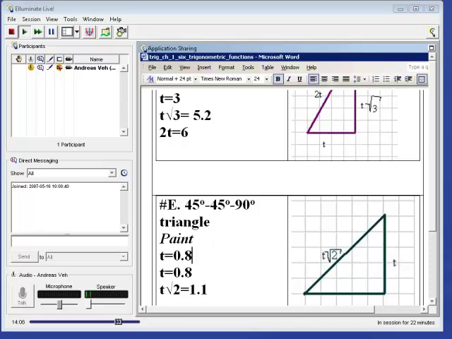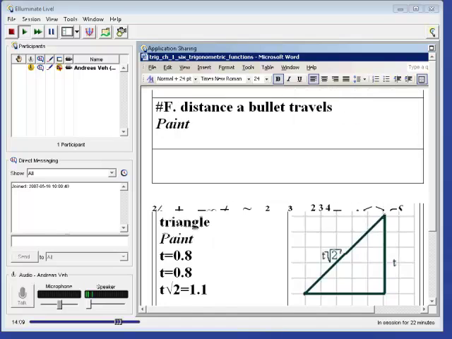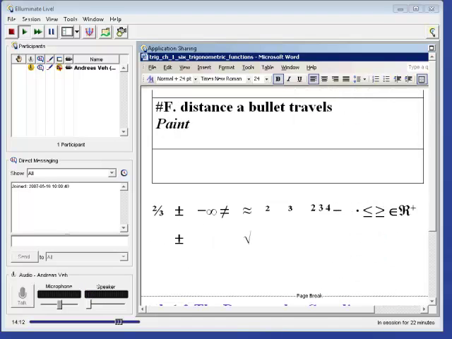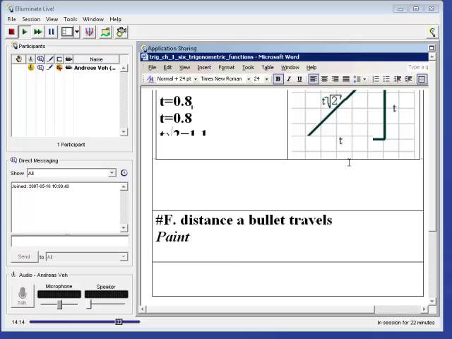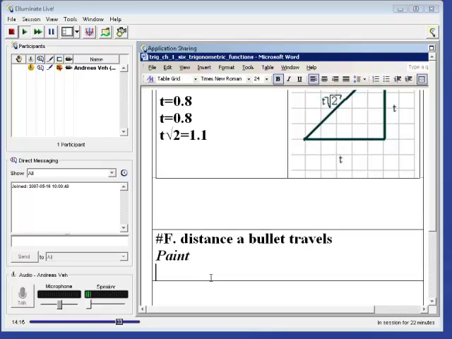And the last problem is going to be the following. There it is. Distance a bullet travels. A bullet is fired into the air at an angle of 45 degrees. How far does it travel before it is 1,000 feet above the ground? Assume that the bullet travels in a straight line. Neglect the force of gravity. That's always nice. Neglect the force of gravity and give your answer to the nearest foot.